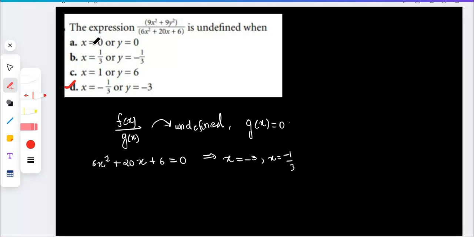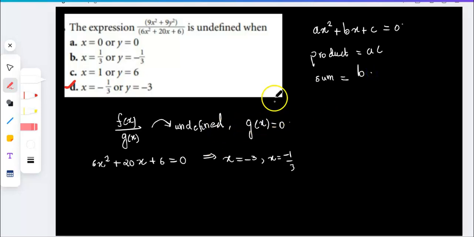Or, traditionally, let's see also. If you want to skip to the next question, you can go there. I'm just showing you how you traditionally solve this quadratic equation. If your quadratic equation is of the form ax² + bx + c = 0, you would solve it by finding two numbers such that the product is going to be ac and the sum is going to be b. Then, using those two numbers, you will factorize your middle term.